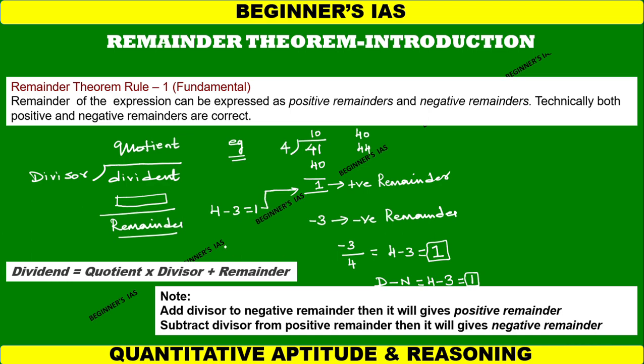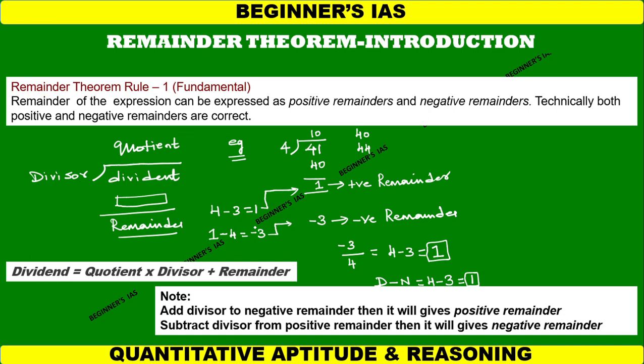Subtract the divisor from the positive remainder. The positive remainder here is 1. What is the divisor here? 4. I'm just subtracting, giving the resultant as minus 3. So this gives the resultant as the negative remainder. With these two concepts, we can solve any problems.